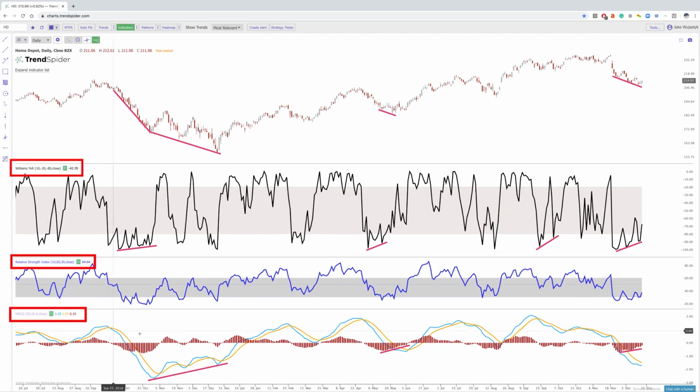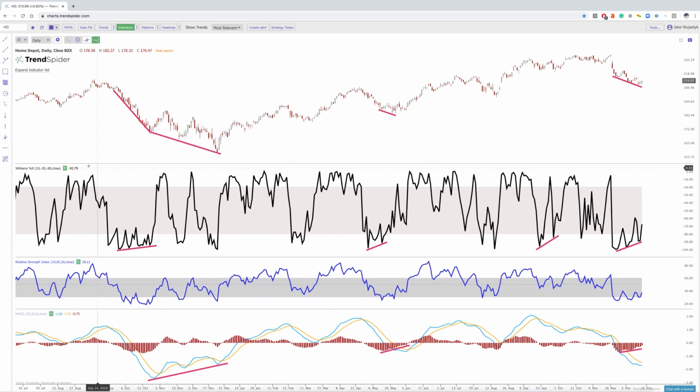So there are really a lot of different ways you can see divergence on the chart, right? So the first one is the Williams percent range. And what divergence is, is when price is moving one way, but the indicator is moving the other way.